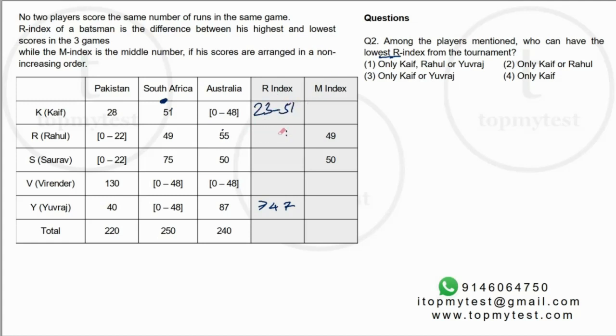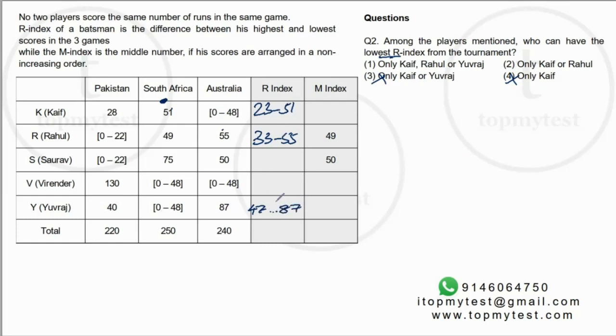Rahul's score will be from 33 to 55. It's an overlapping part. So one of them can have the lowest number. So only Kaif is out. So let's look at Yuvraj. If Yuvraj is also overlapping, then we can say that all three of them, otherwise it will be Kaif and Rahul only. Okay, Yuvraj lowest is 47, highest will be 87.